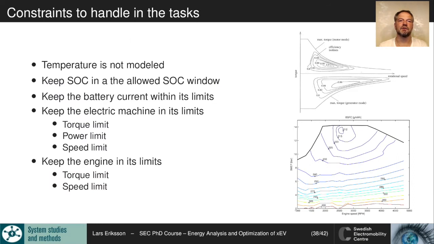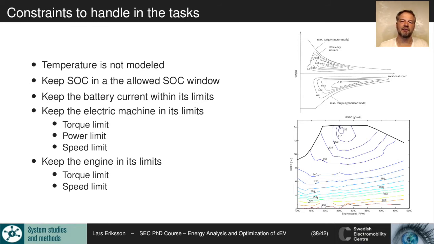When we come to your hand-in task, we are not looking at temperature, but in the hand-in assignment you will need to keep the state of charge in the allowed state of charge window that is given in the exercise, and we need to keep the battery current within its limits, and we need to keep the electric machine within its limits. So here we have the electric machine diagram where we have a maximum torque limit, and here we have a maximum power that we need to stay within. And then there's also in some cases a maximum rotational speed that we're not allowed to go over.